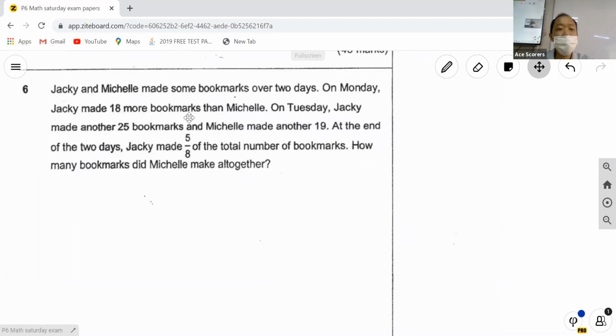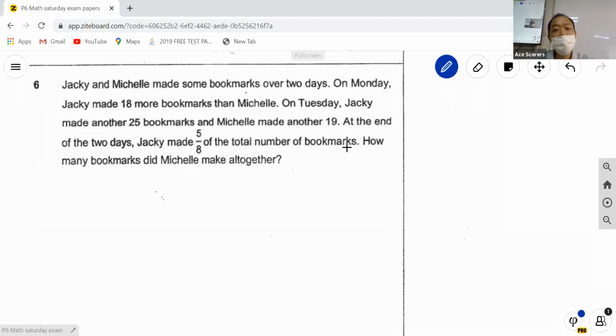So Jackie and Michelle made some bookmarks over 2 days. On Monday, Jackie made 18 more than Michelle. On Tuesday, Jackie made another 25, and Michelle made another 19. At the end of the 2 days, Jackie made 5 out of 8 of the total number. Okay, this is tough. Wait, 5 to 3. So then J is minus 25 minus 18, and then minus 19 for Michelle.